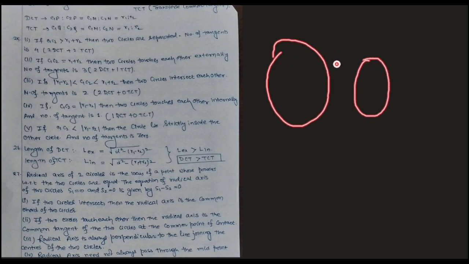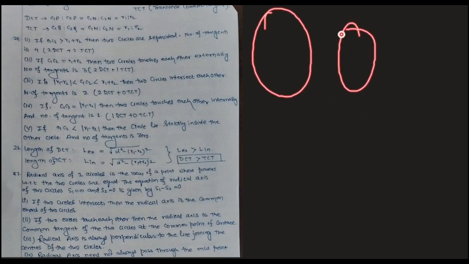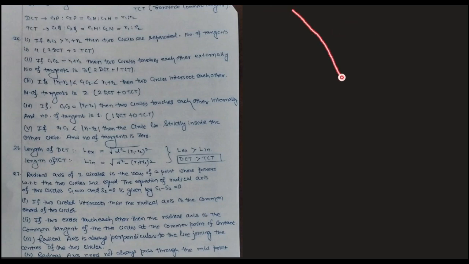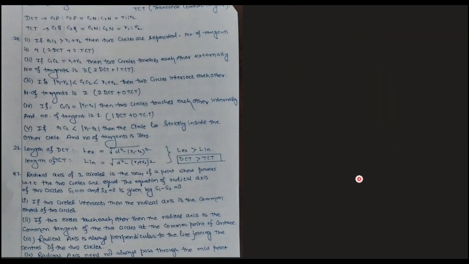Now what is D? D is the distance between the centers. You take D, the distance between the centers, squared, minus (R1 minus R2) whole square. Now if you are going to calculate the length of the internal tangent, or transverse tangent, or inverse tangent, then how can we find it? It will be like this one.